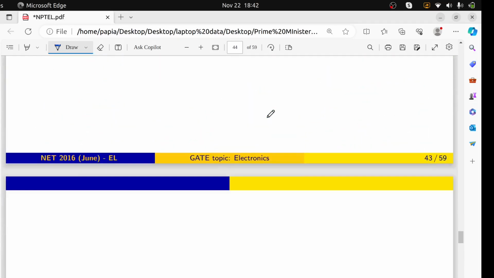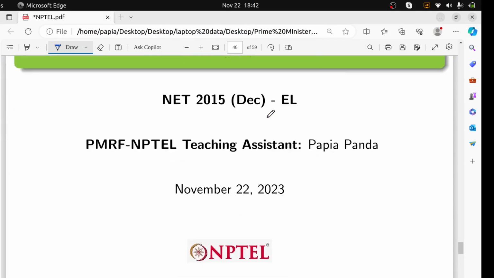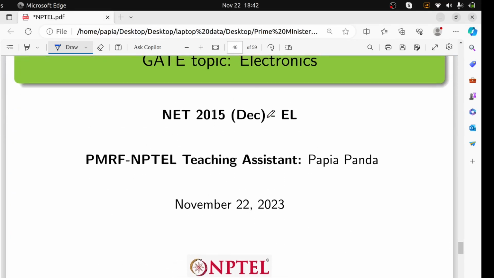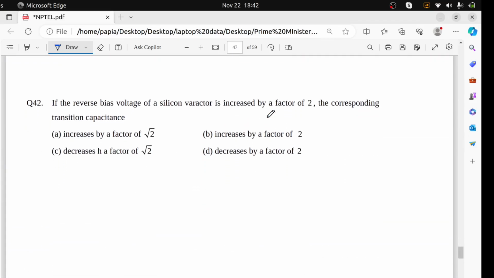Now we will go to the next question. That is a little bit tricky as well as a very nice question. Next I have taken one from the GATE NET 2015 December question paper. This is a very simple question, but still let's see that. This is question number 42. If the reverse bias voltage of a silicon reactor is increased by a factor of 2, the corresponding transition capacitance will vary in which proportion?